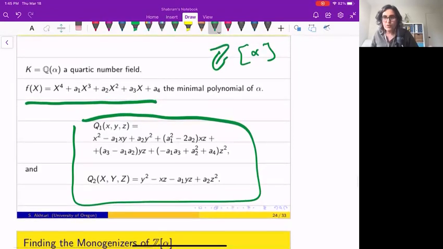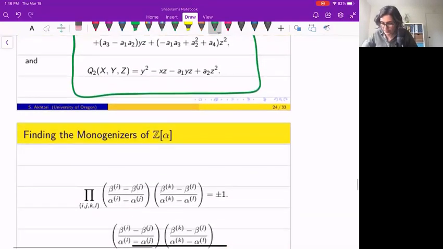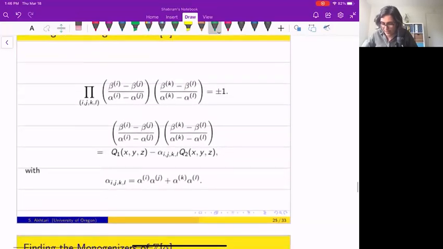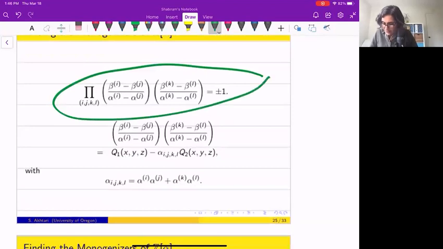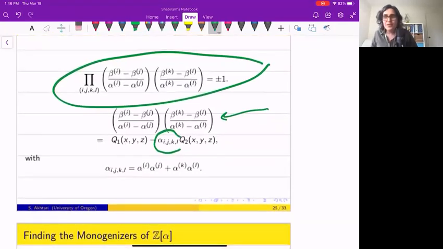Of course, Q1 and Q2 would be different if I started with another monogenizer, but I started with a monogenizer that I know exists, and that helps me create other equations whose solutions give me other possible monogenizers. Okay, but what do I have now? I have this equation. I studied each element in the product, and I know that they have this form, and I know that I have exactly three of them. I, J, K, L range between 1, 2, 3, 4, 1, 3, 4, 2, and so on. So there are three options here.